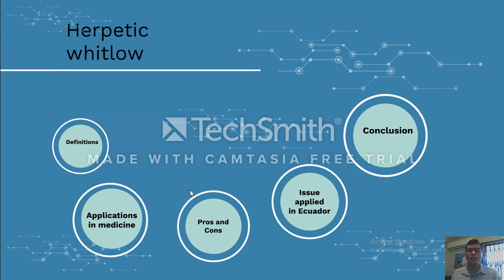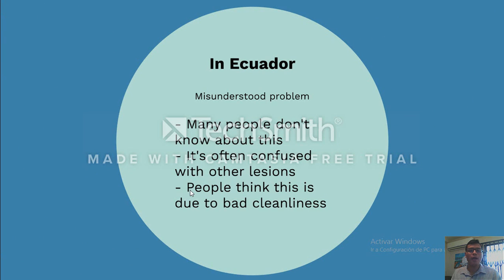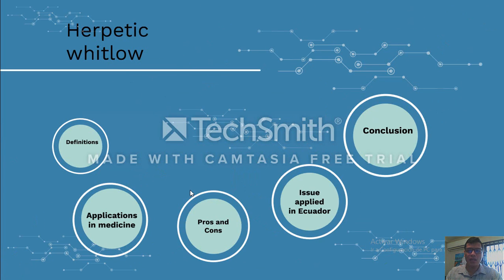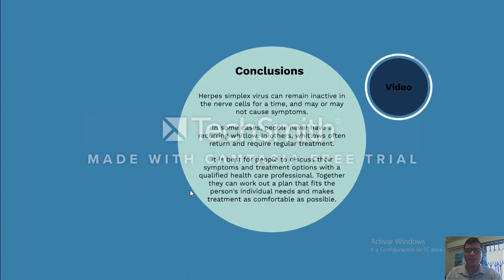The issue applied in Ecuador. This is a misunderstood problem. Many people don't know about this. They don't know what they have on their finger or toe. It's often confused with other lesions, and people think this is due to bad cleanliness, which is not. It's just a virus that causes this on the tissue. It's like an abscess on the skin that we have said.